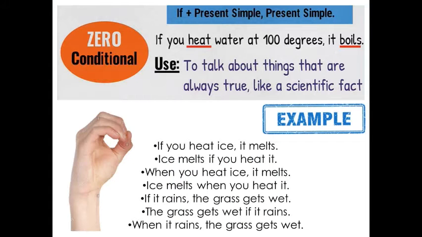Zero conditional. You form the zero conditional by if plus present simple, comma, present simple. We use it to talk about things that are always true, like a scientific fact. For example, if it rains, the grass gets wet. Or the grass gets wet if it rains. Just the same.